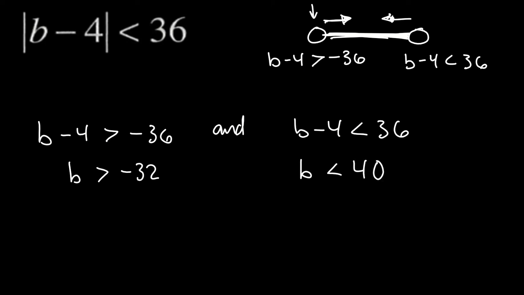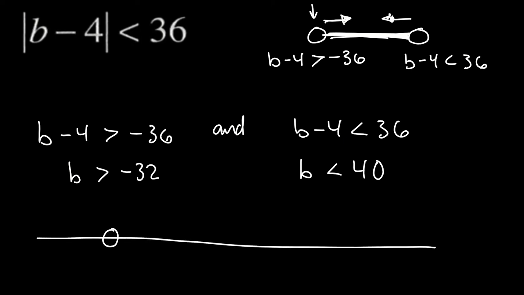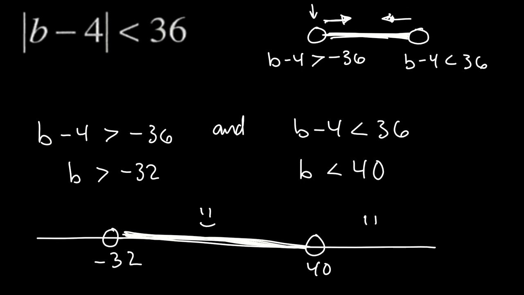So this is it. My two boundaries are, if I think about the number line, values of b work if they are more than negative 32, and if they are less than 40. So these are all values that work inside. I can test some values in here, and it would work in the original inequality. All of these values will work. Values that are over here will not work, and values over here will not work.